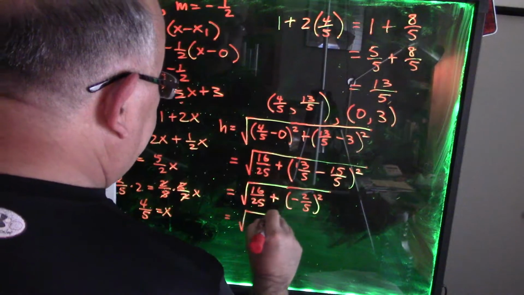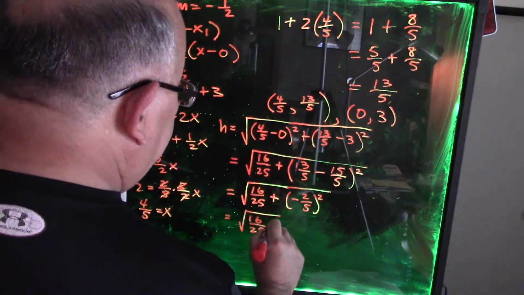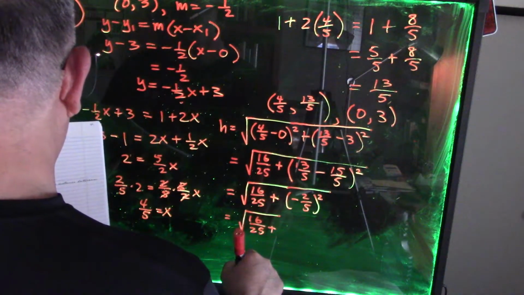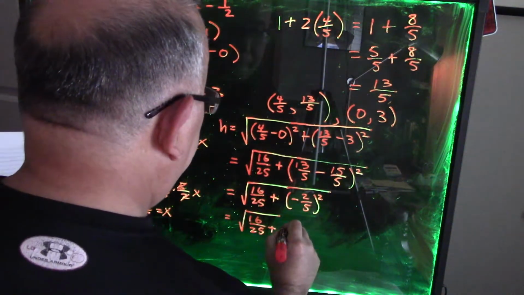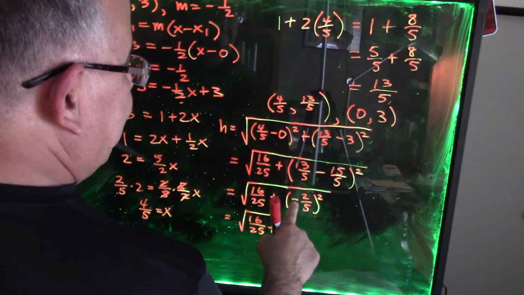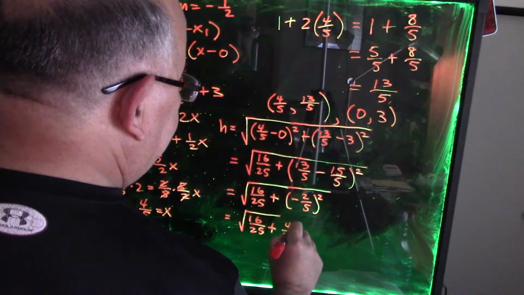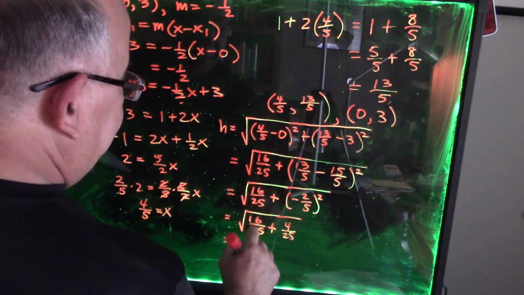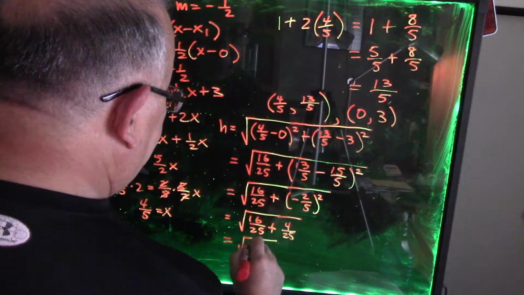So that equals 16/25. And that becomes positive 4/25. Alright. Because negative times negative, when you square a negative, you get a positive. So it's 4/25. And then they have the same denominator, so you can just add the numerators. That's 20/25. Square root of 20/25.